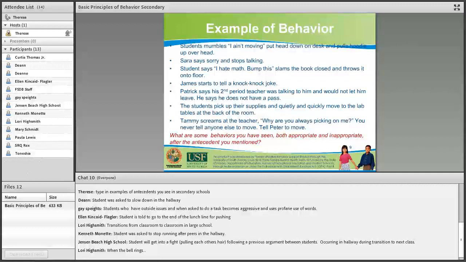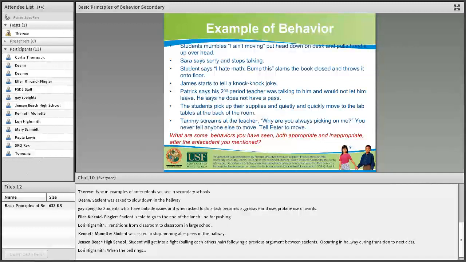We have a few more here that are specific to the secondary level. You might hear students mumbling, "I ain't moving," put their head down on the desk and pull the hoodie up over their head. Another example of behavior, this one is an appropriate behavior. Sarah says, "Sorry," and stops talking. It's a good thing I don't have a lisp today. So Sarah says she's sorry and stops talking.